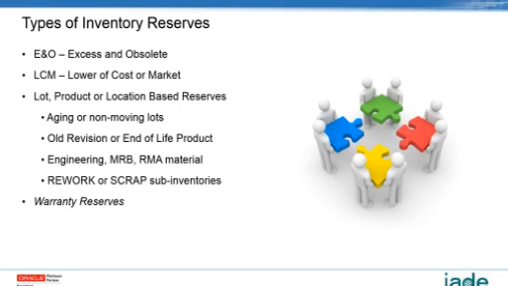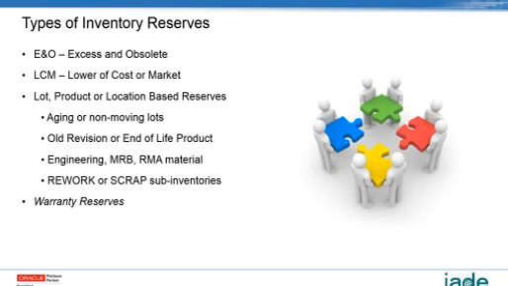What are the different types of inventory reserves that companies apply or provision for? E&O, excess and obsolete, is the most widely used. LCM, lower of cost or market, in some industries is widely used, especially if the price for your product is going down significantly quarter over quarter, then LCM reserves would apply to your company. Especially I've seen that in high-tech semiconductor and also sometimes in the solar industry.